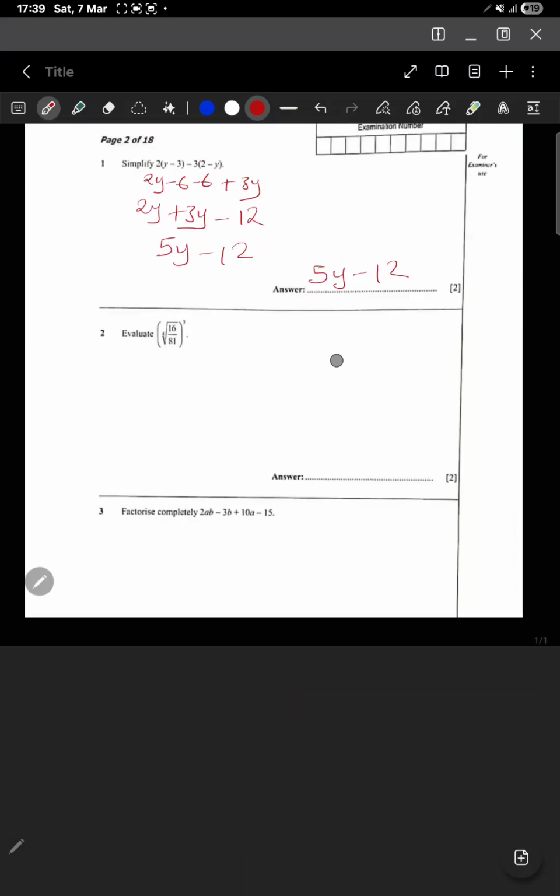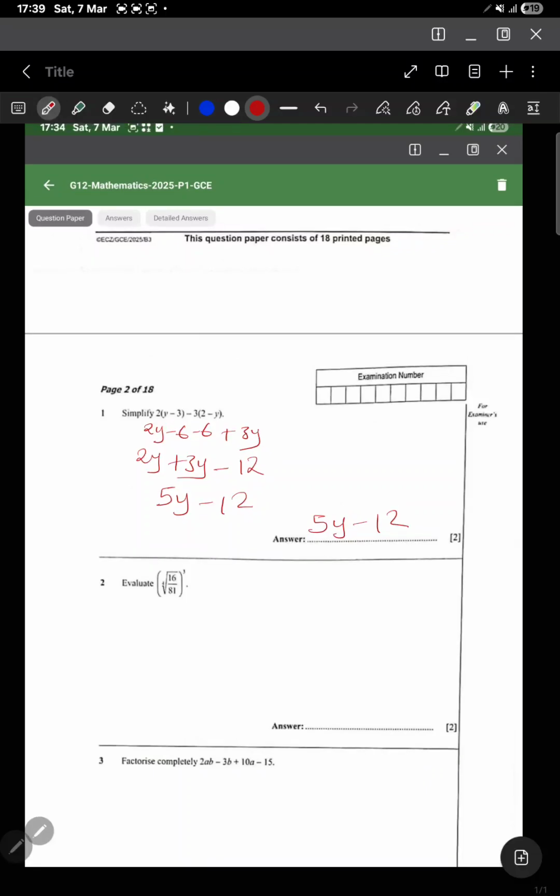Now, let's go to question number 2. On question number 2, we are told to evaluate. If the question says evaluate in mathematics, they want you to make that particular expression simple as well. To evaluate is to find an exact answer to the question you've been given in simple terms. They want you to get an exact or specific answer to that specific problem.